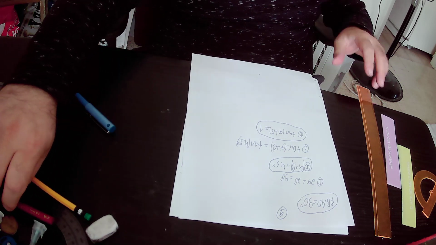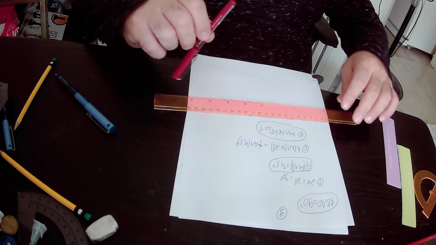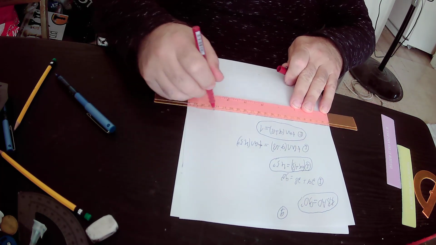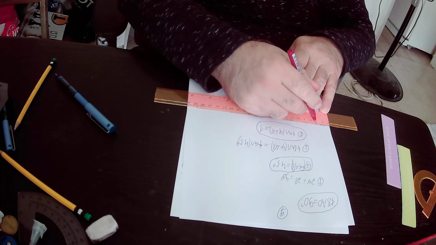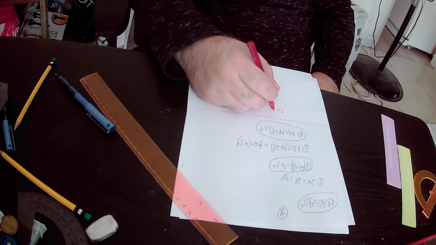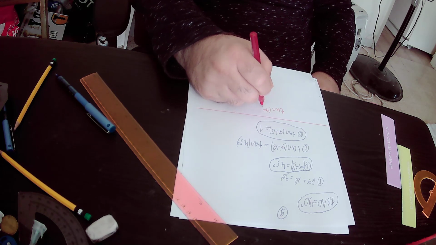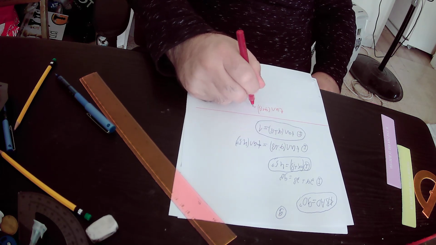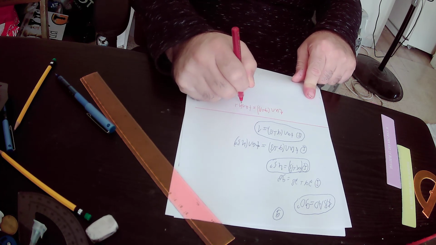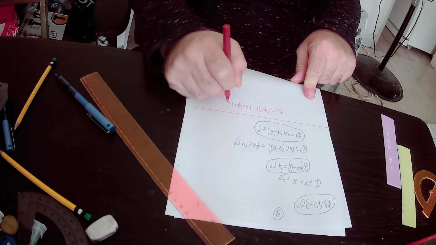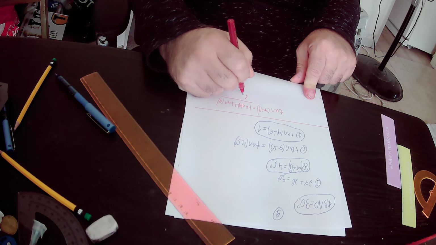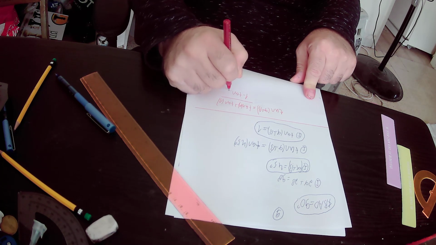So according to the following trigonometric identity, tangent of alpha plus beta equals tangent alpha plus tangent beta over 1 minus tangent alpha times tangent beta.